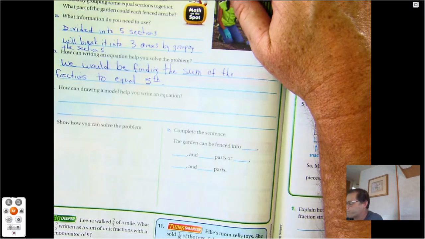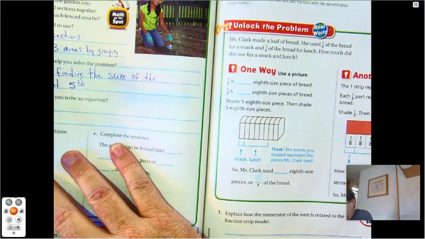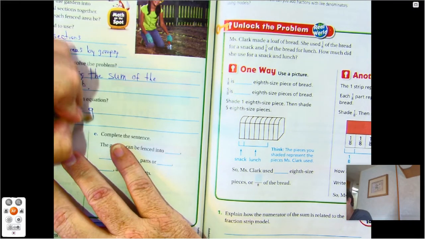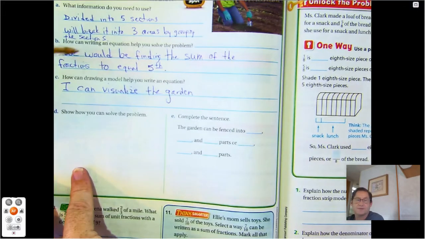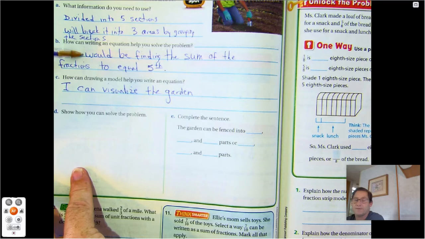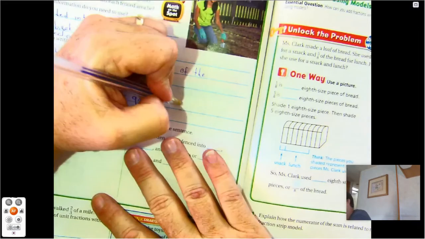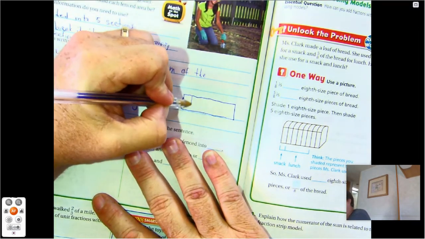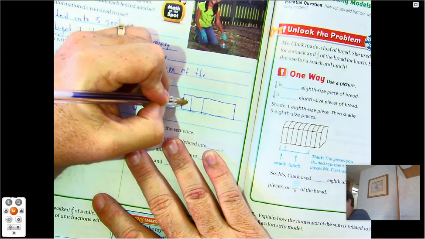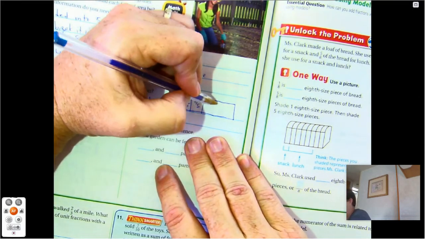Okay. And so how can drawing a model help you? I can visualize the garden. Okay, I'm going to show you some examples of what I'm thinking in my head for this garden. Okay, so how can you solve the problem? Well, let's go ahead and draw a picture of this garden. And let's say I have one fifth, and then this I'm going to call three fifths.